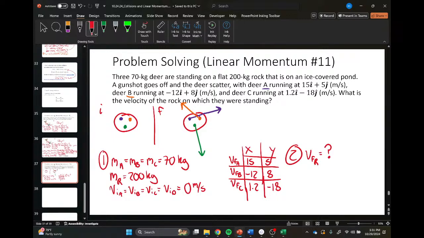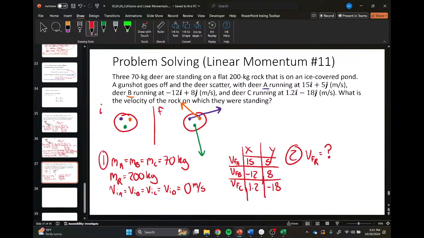How can we find the final velocity of the rock? It doesn't move, does it? It will move. We are on ice. If there was friction, the rock would not move. But for conservation of momentum, there cannot be friction.